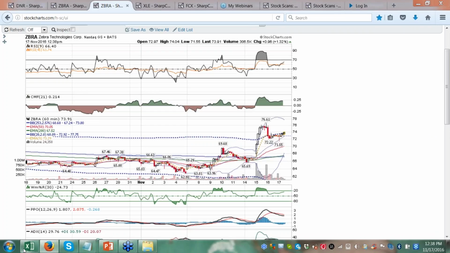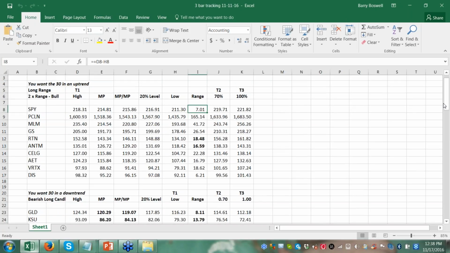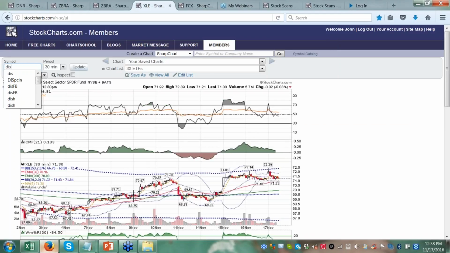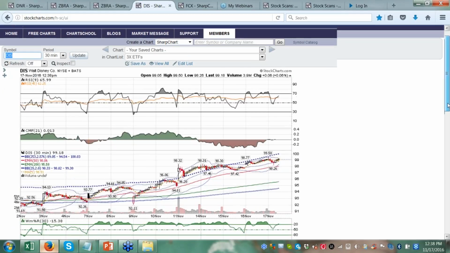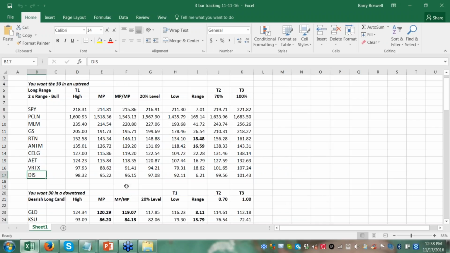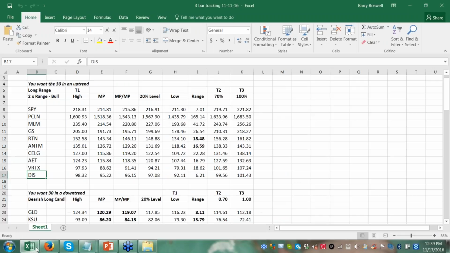Oh, yeah, good idea. You know what? I pulled this up. This is the weekly tracking, okay? And I thought it was kind of interesting because if we look at this, the one that kind of stuck out in my mind was Disney. Disney reported, and you look at that, it gapped up above the upper band. And the support line was somewhere between 95.22 and 96 area. And it came to 97.42, and it jumped about $2 off that.